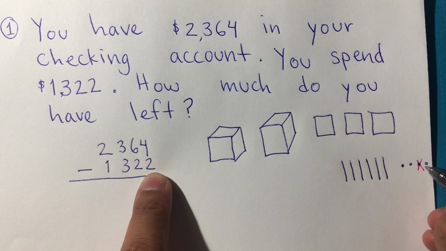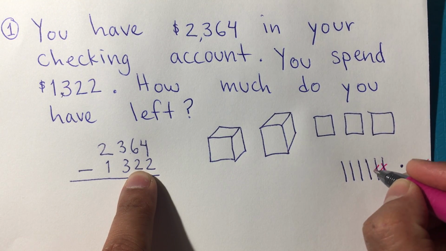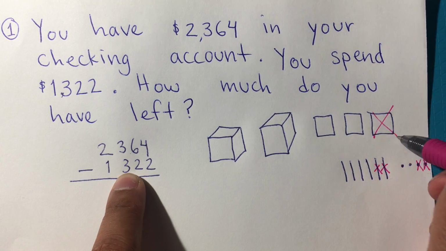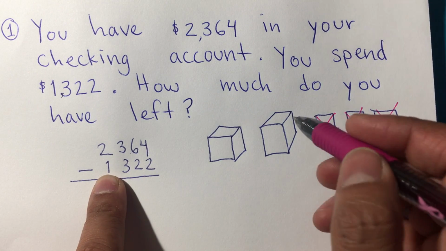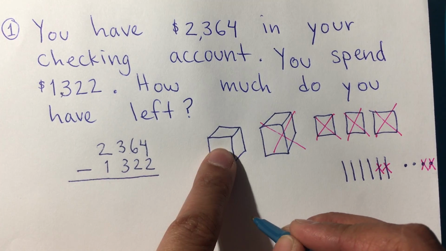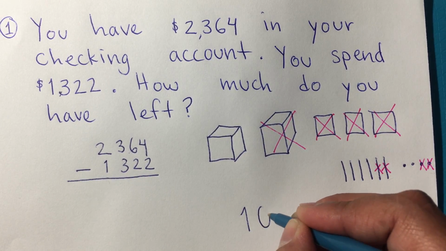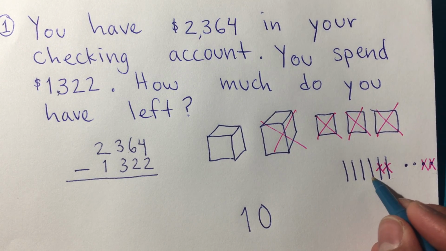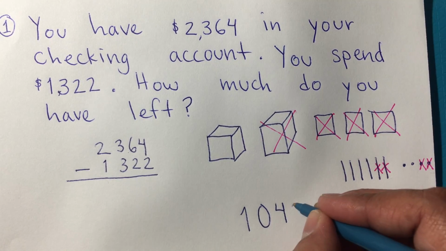But then it says that you're going to take away 1,322. So we cross out 2 ones. 2 tens, we cross out 2 tens. 300, so cross out 100, 200, 300, and 1,000. Cross that one out. How much do you have left? You have 1,000, no hundreds, so you're going to put 0 in the hundreds place. 10, 20, 30, 40, so 4 tens and 2 ones.